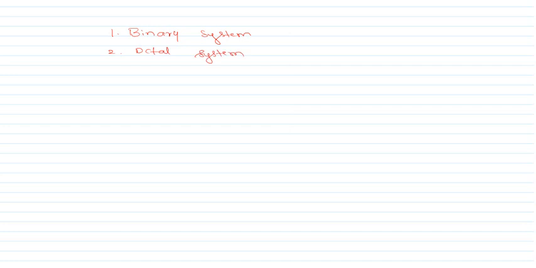So in practice, we have the binary number system. We can have, say, the octal system. We can have the decimal system. And then we can have the hexadecimal system. So these are the four different types of number system that we encounter when we talk about the number system.